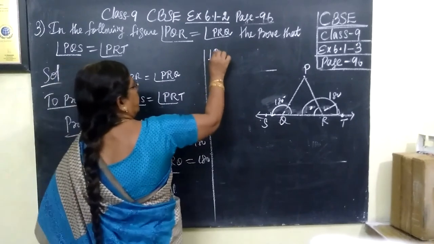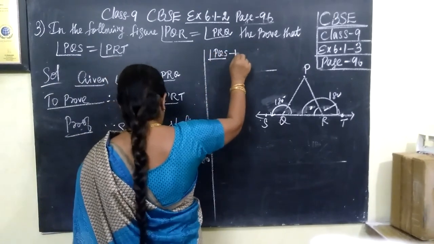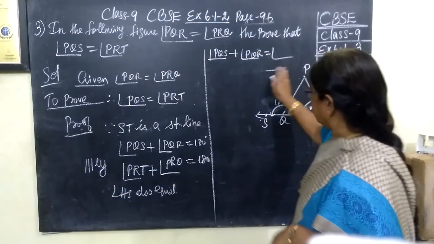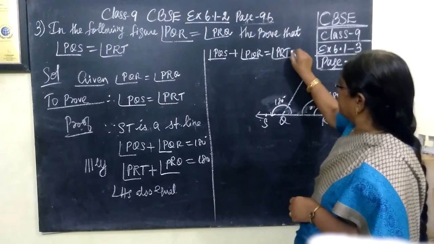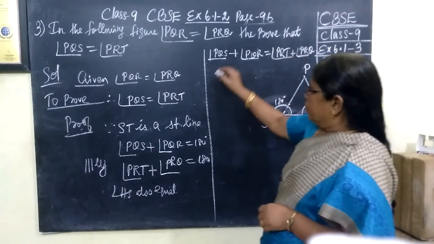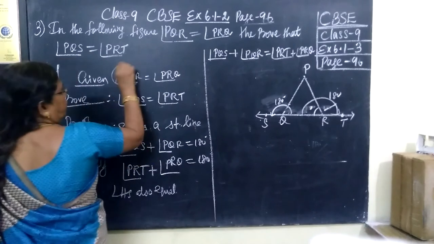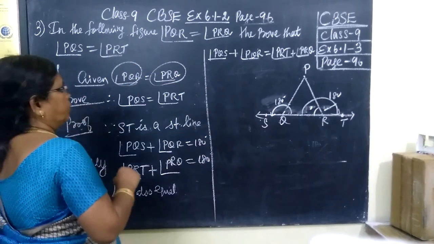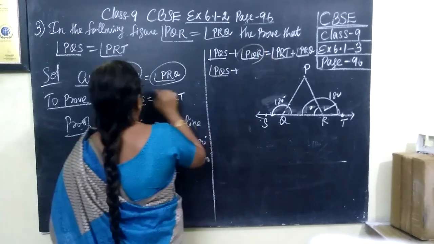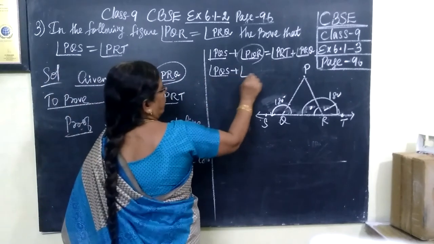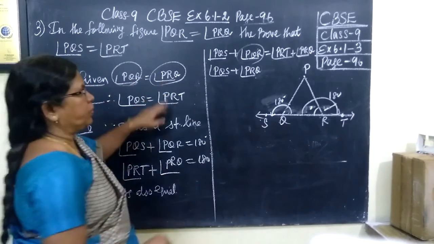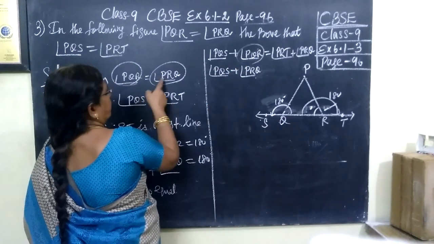angle PQS plus angle PQR, so this is equal to angle PRT plus angle PRQ. And we know PQR equal to PRQ. So PQS you write as it is. Instead of PQR, you write angle PRQ, because it is given these two angles are equal. So, instead of PQR, you can write PRQ.